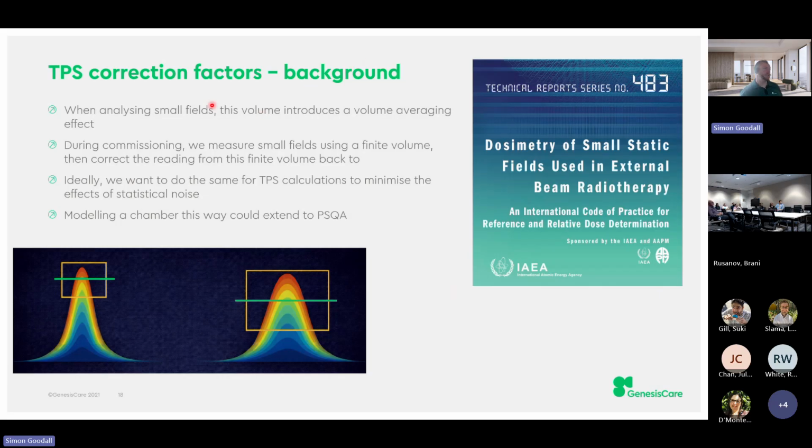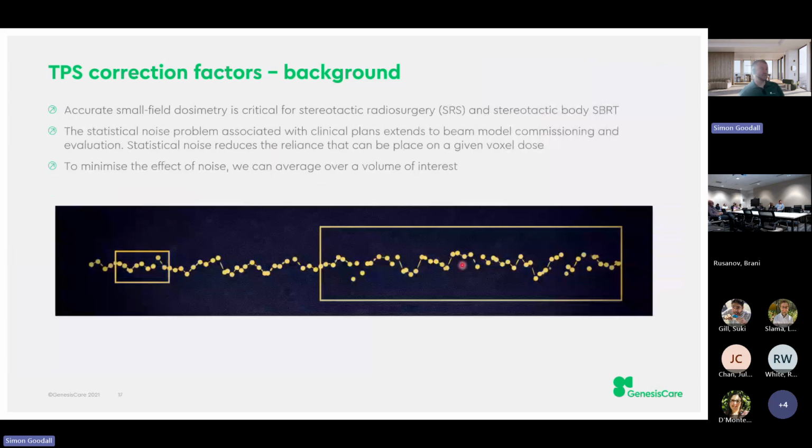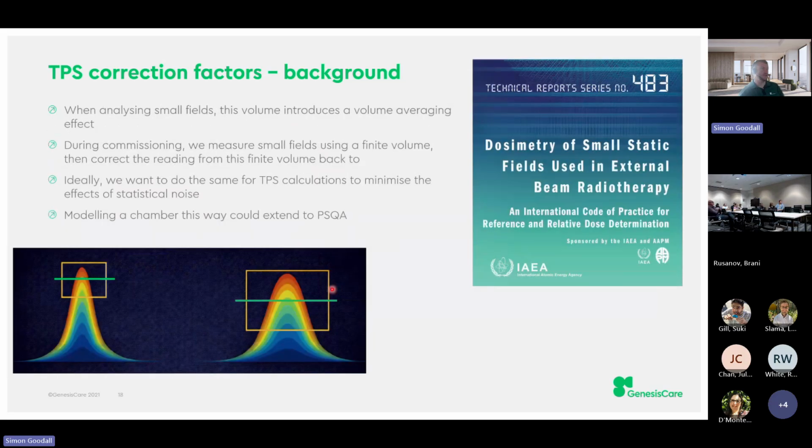But this also needs to apply to the TPS, because in the TPS we can only ever calculate to volumes or to voxels. And in Monte Carlo, what we really need to be able to do is make that volume a little bit bigger to average out the noise in such a way that we can determine a true mean. So here we want to be able to use this big box, calculate an accurate mean, and then correct it back.